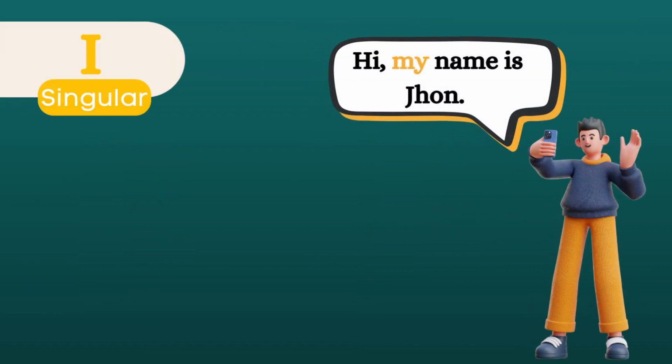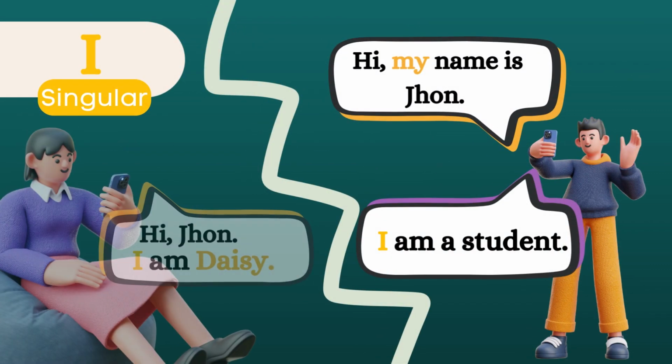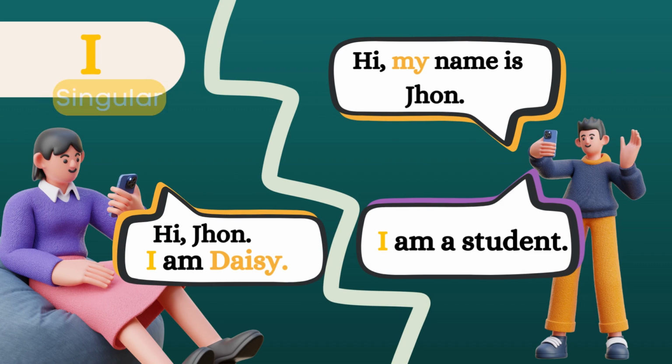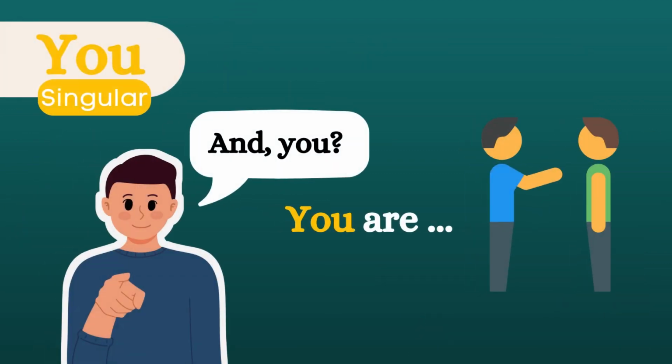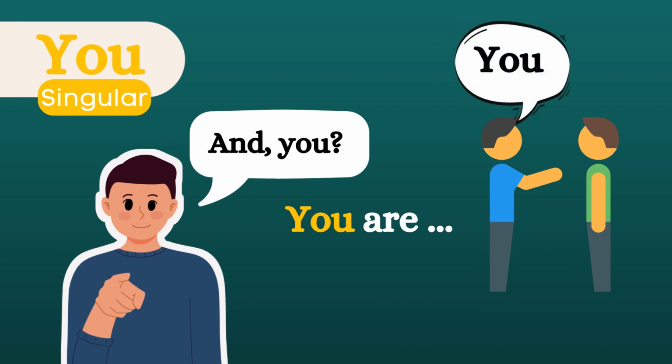Hi, my name is John. I am a student. Hi, John. I am Daisy. And you are here. We use the pronoun you to address one person in a conversation.